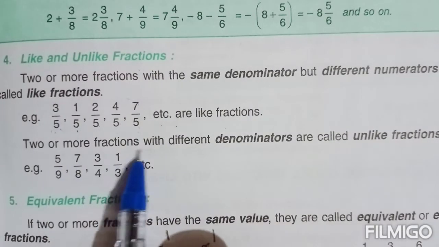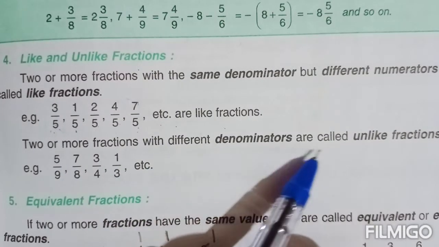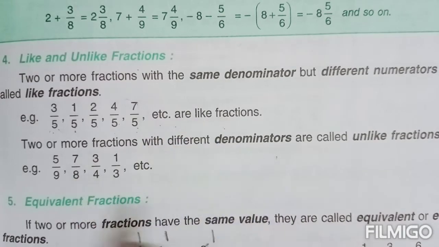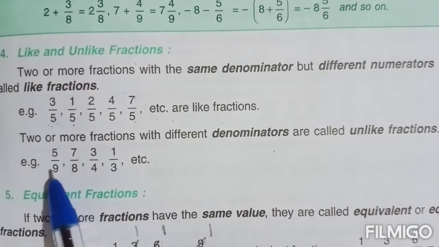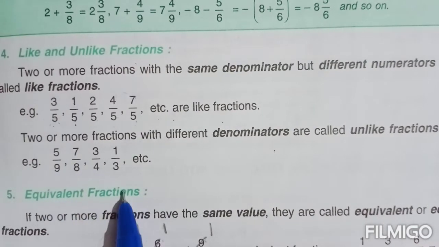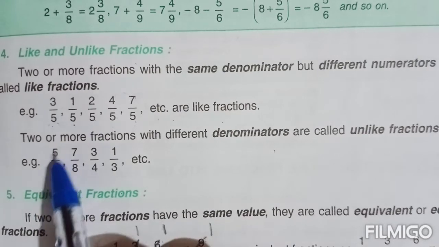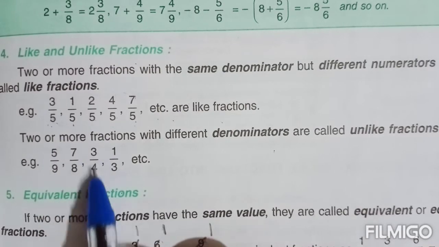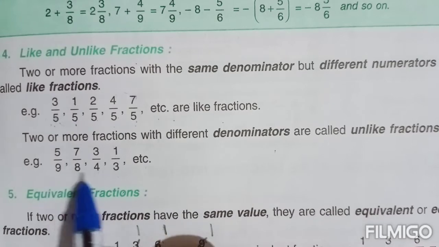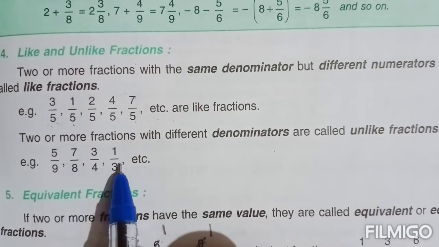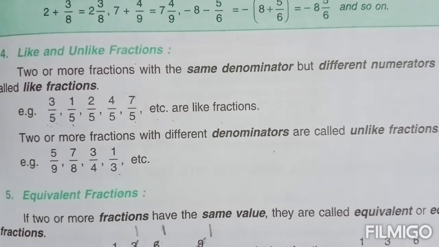Two or more fractions with different denominators are called unlike fractions. So unlike fractions are just the opposite of like fractions. Denominators will be different. Such types of fractions are called unlike fractions. Examples: 5 by 9, 7 by 8, 3 by 4, 1 by 3, etc. You can see that the denominators are different here. So these are unlike fractions.